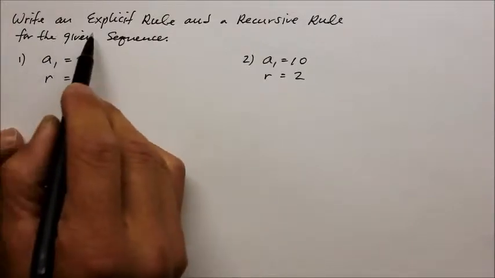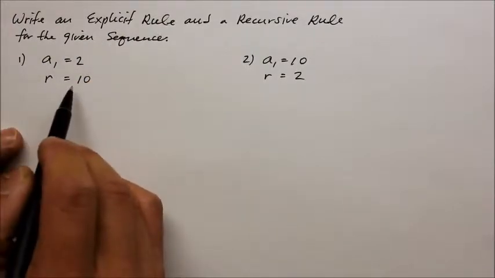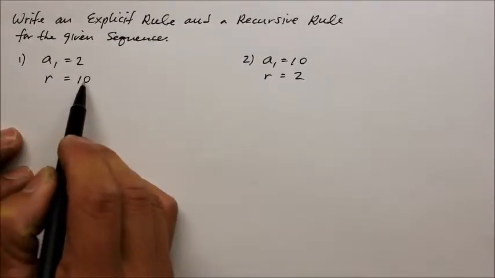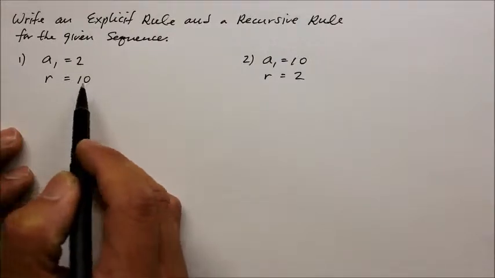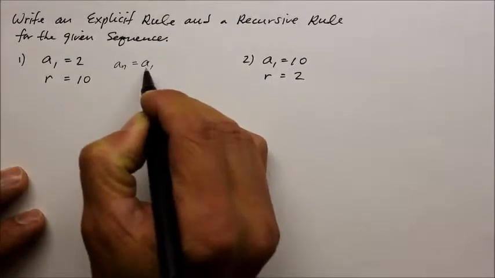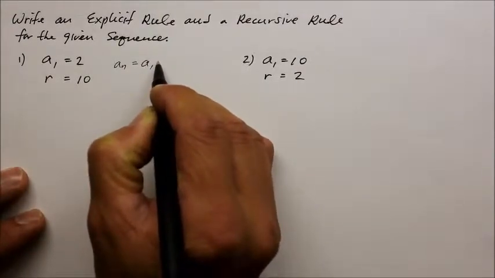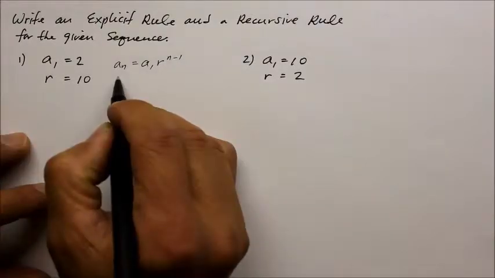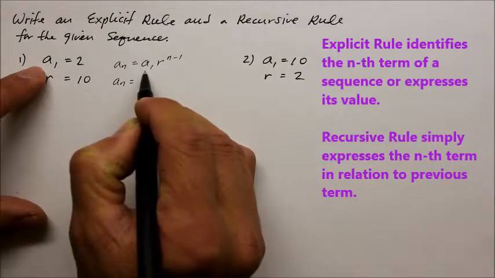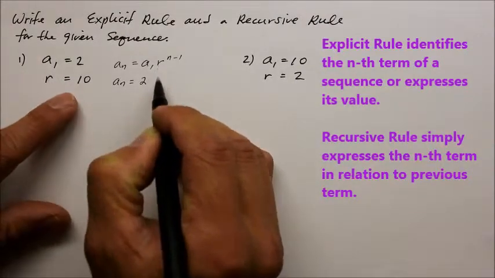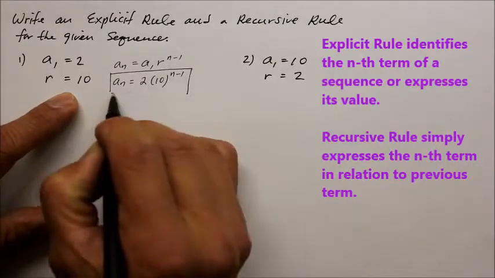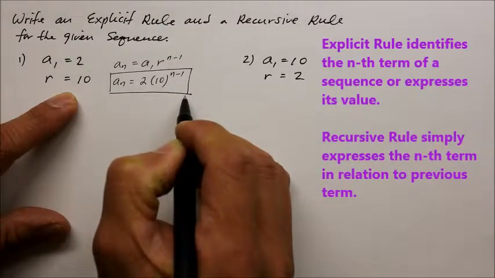Okay, so it says here, write an explicit rule for this given sequence. The initial term is 2, and the common ratio is 10. So this is a geometric sequence. The explicit rule for that is written as a sub n is equal to the initial term of the series times the common ratio raised to n minus 1. To define the explicit rule, we'll say a sub n equals the initial term a sub 1, given as 2, times the common ratio 10 raised to n minus 1. So that's the general rule that we talked about when we talked about geometric sequences.